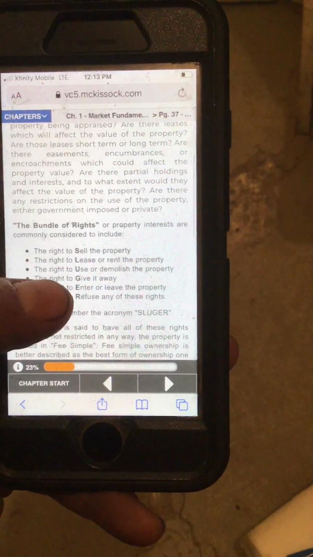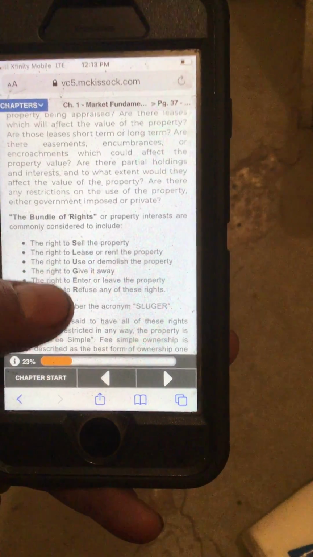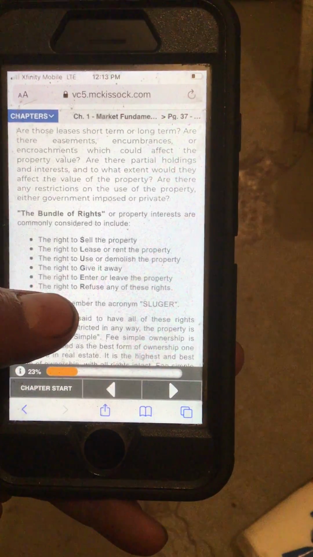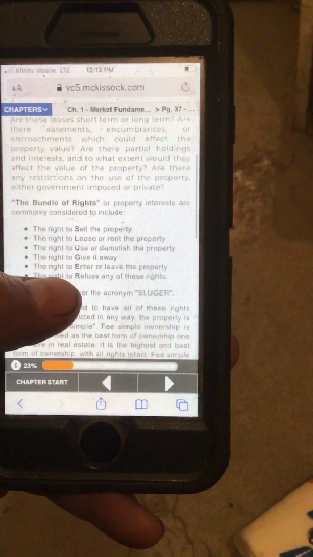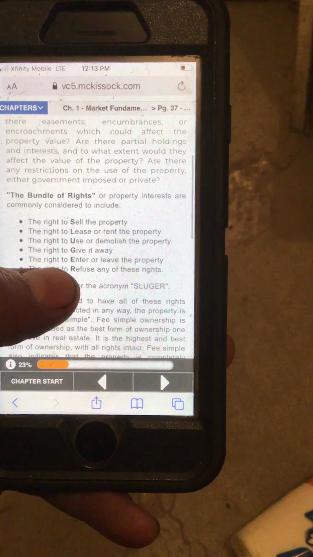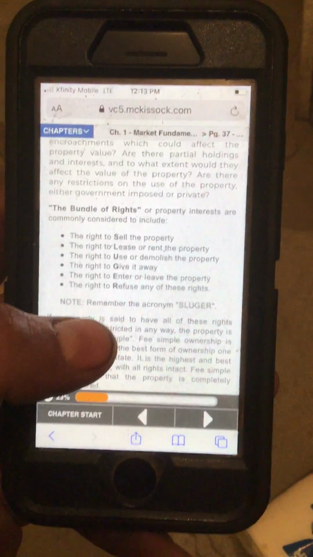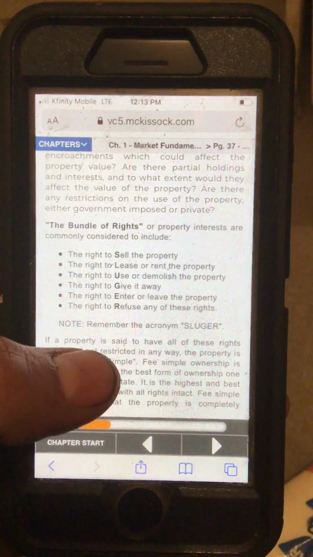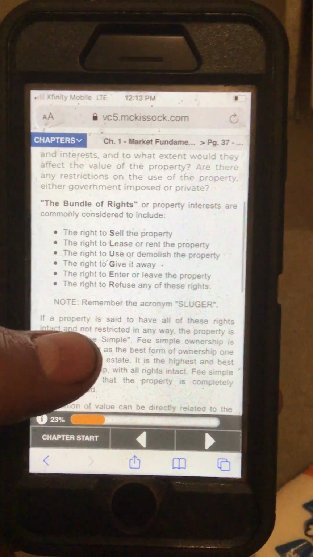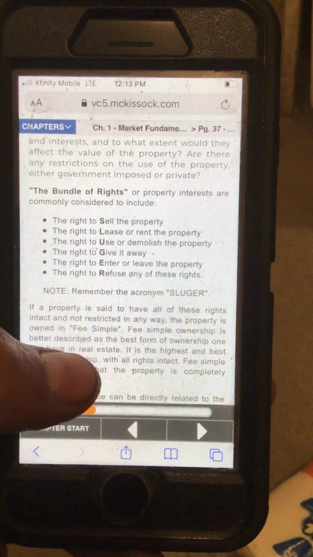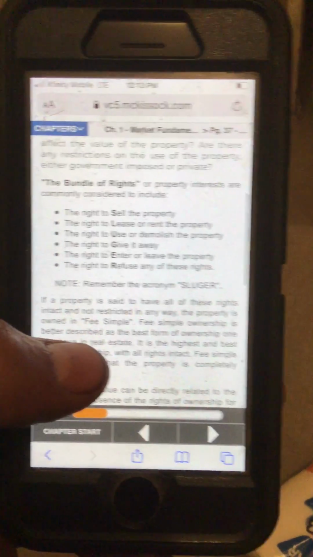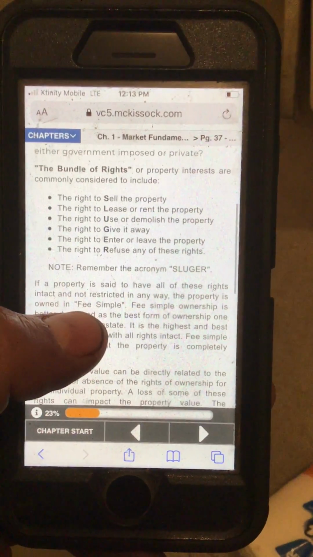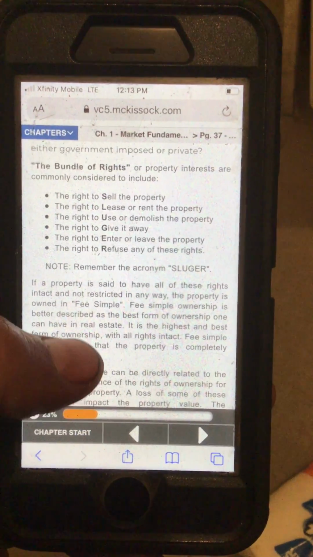Are there leases which will affect the value of the property? Are those leases short-term or long-term? Are there easements, encumbrances, or encroachments which could affect the property value? Are there partial holdings and interests? And to what extent would they affect the value of the property? Are there any restrictions on the use of the property, either government imposed or private?